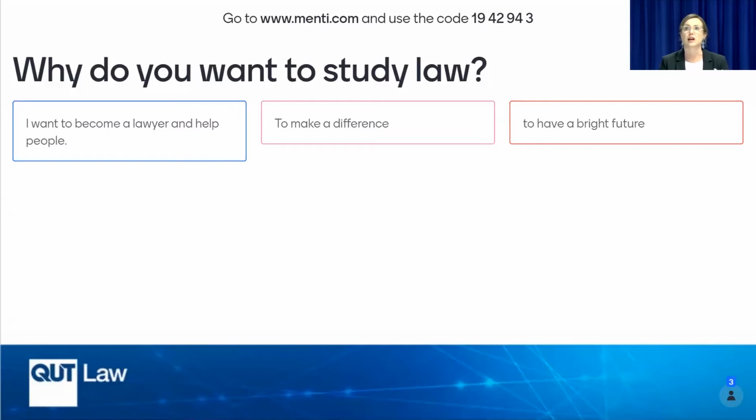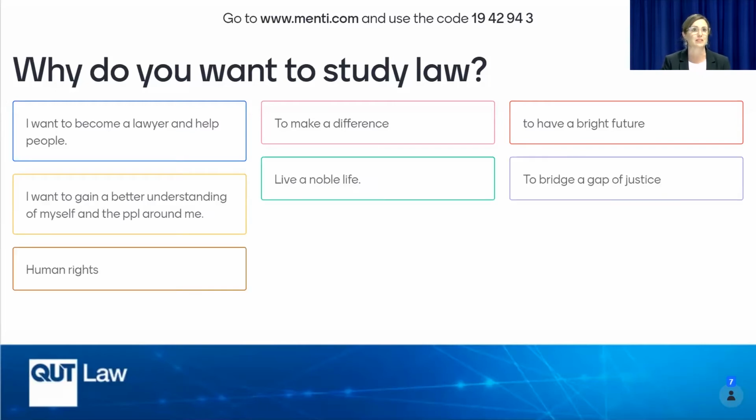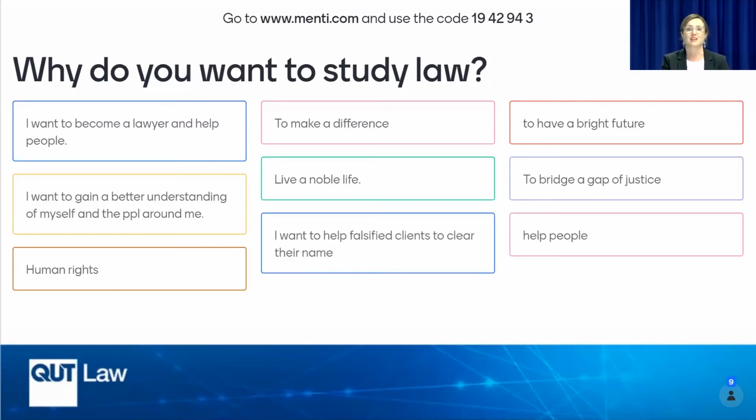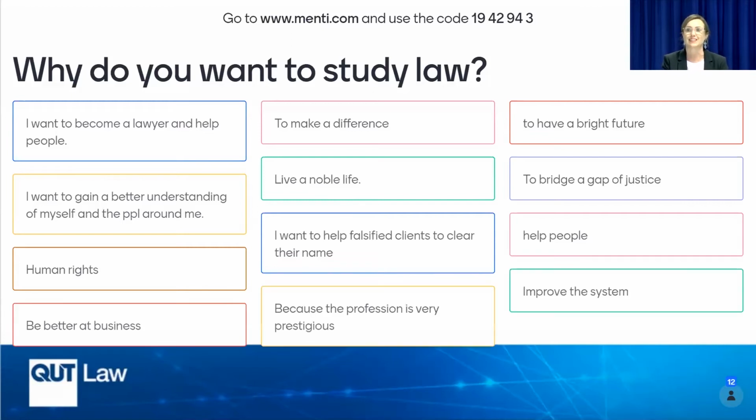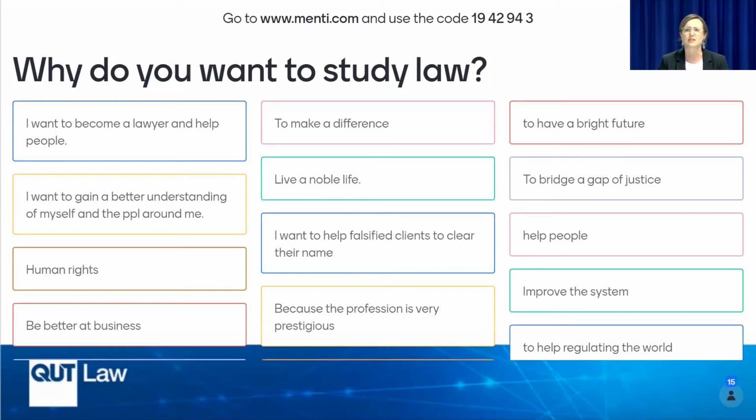To make a difference, to have a bright future, to become a lawyer and help people. We've got a lot of wanting to make a difference and help people here. To gain a better understanding of myself and the people around me, human rights, living a noble life, wanting to help clients, falsely accused clients, clear their name, bridging a gap of justice. We've got lots of helping people and improving the system, which I really love because this is quite a strong pull in law. The profession is very prestigious, absolutely. There are aspects of that that are a real incentive for people to want to be lawyers. To be better at business, absolutely. Law is something that is going to help us in any industry. To help regulate the workplace. So there are a range of different things that you have said here, which is terrific.